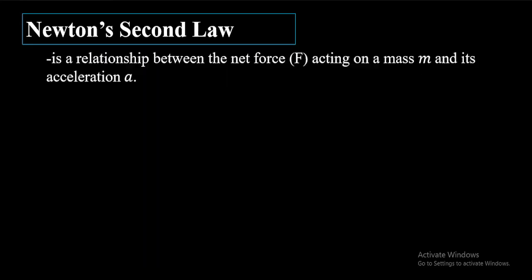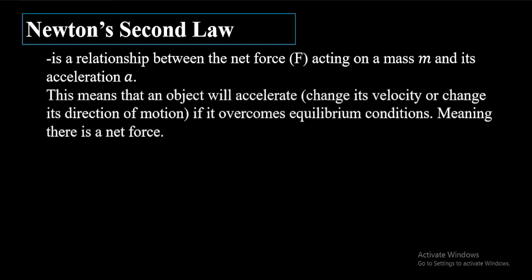This is a relationship between the mass of the object, the amount of force that will make the object move, and the rate of change in its movement, or the acceleration. This means that an object will accelerate, change its velocity, or change its direction of motion if it overcomes equilibrium conditions, meaning there is a net force.